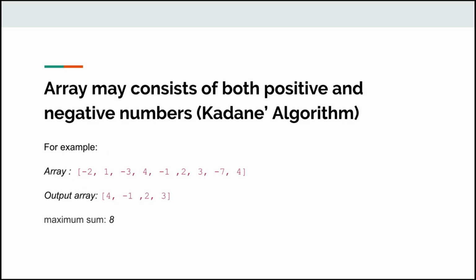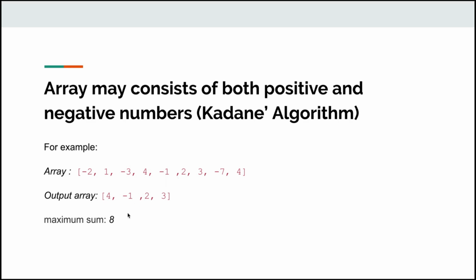In the next scenario, the array will have both positive and negative numbers. Here we have Kadane's algorithm, which we can apply to solve this problem. As you can see, we have an array with 9 elements which has both negative and positive elements. As in the previous slide, I have considered the same example. You can see the output subarray is 4, -1, 2 and 3. So this part is basically the output of this given array. Here we will apply Kadane's algorithm to solve this problem.